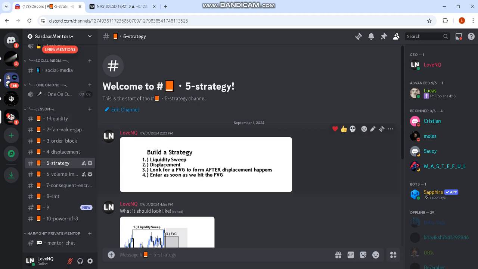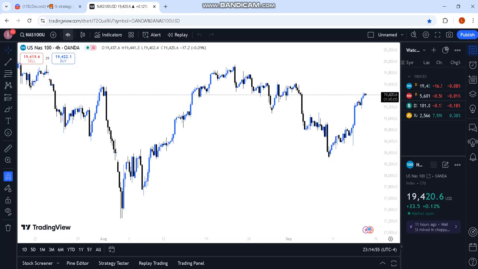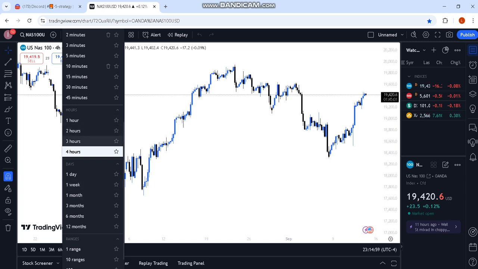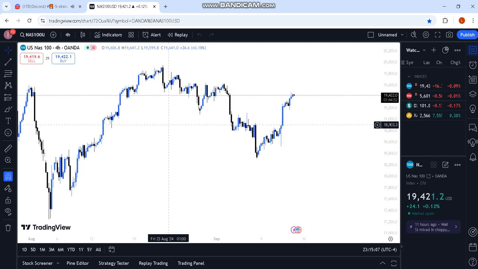Okay. First step in the strategy is you want to see a liquidity sweep. This liquidity sweep must be on a higher time frame. You guys see how it says 4H right here? This must be on a 4H or 1H at least. Maybe 15-minute if you really need it, but stay off of that too. 1 hour and 4 hour are the best time frames you want to do this on.